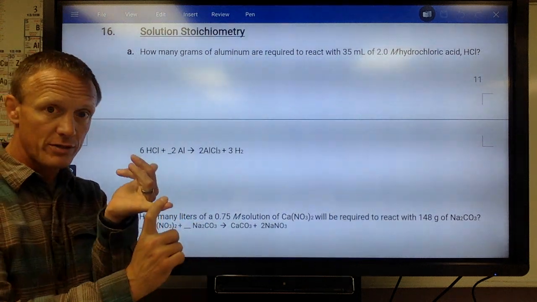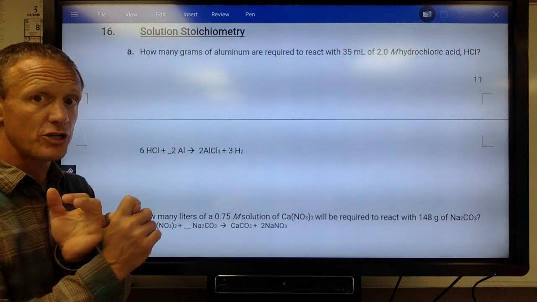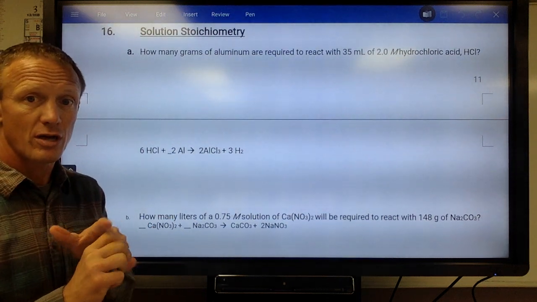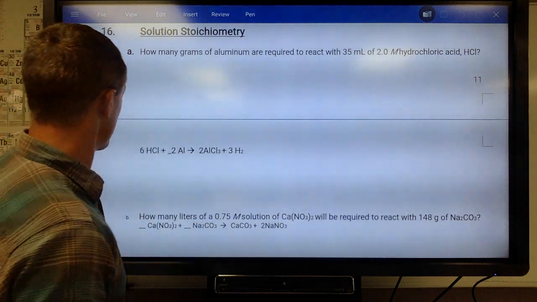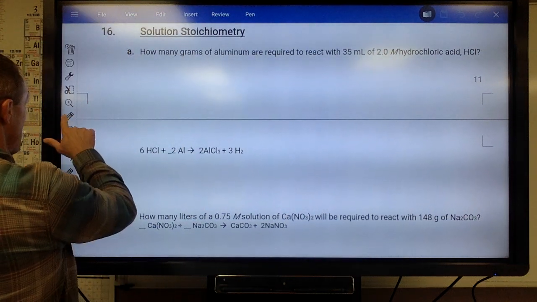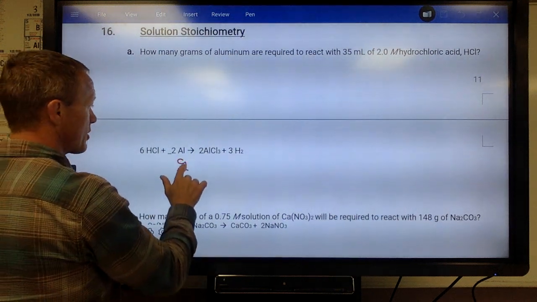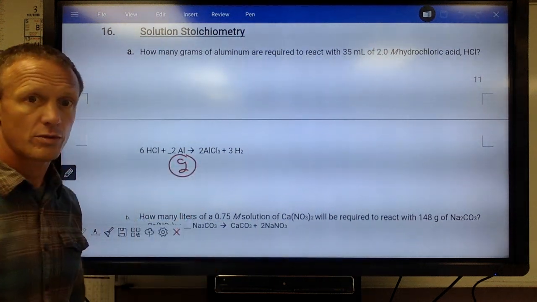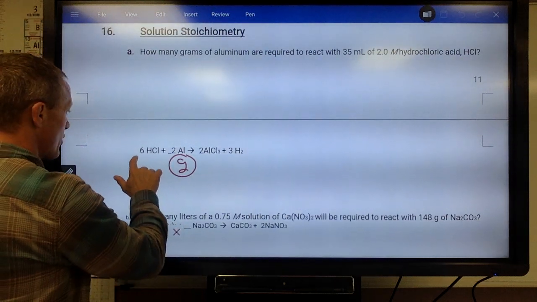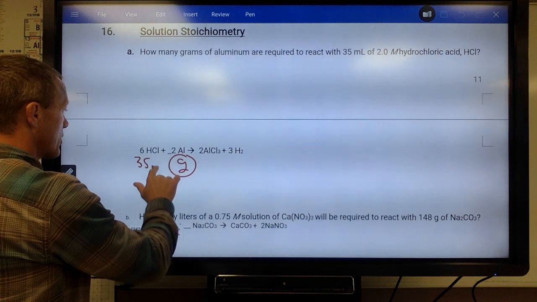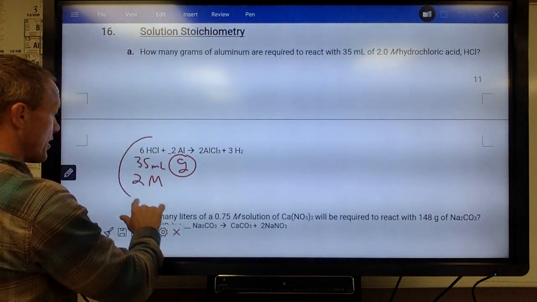I can ask you that in grams. I can ask you that in moles. If we're doing concentration like molarity, I can ask you that in milliliters of solution that we would need. So this one's saying how many grams of aluminum, so we want to finish with grams of aluminum. Would you need to react with 35 milliliters of 2 molar HCl?